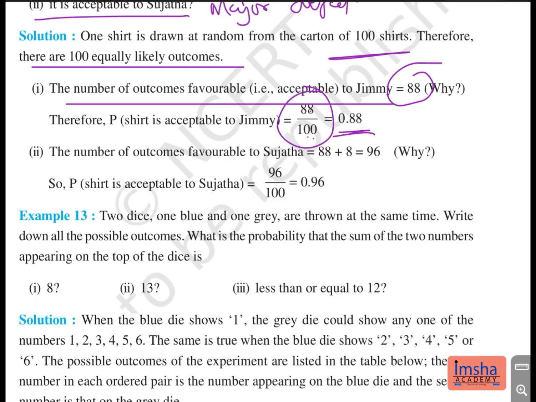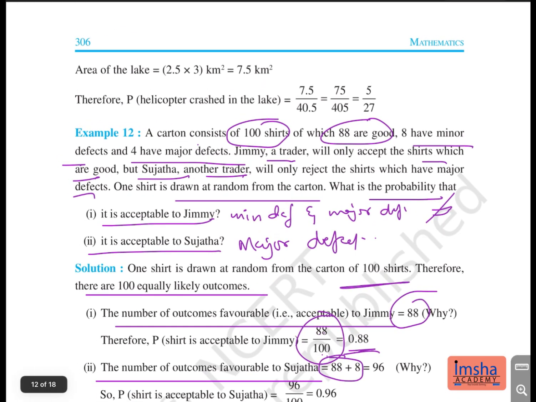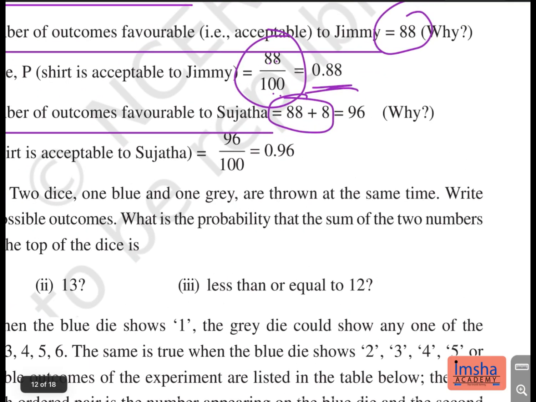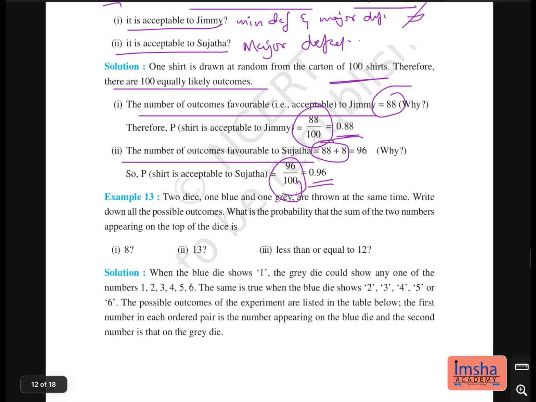Similarly, the number of outcomes favorable to Sujata is 88 plus 8, because he is accepting minor defects. So 8 shirts have minor defects, so plus 8, that is 96. 96 divided by total shirts, which are 100, so 0.96. I hope it is clear.